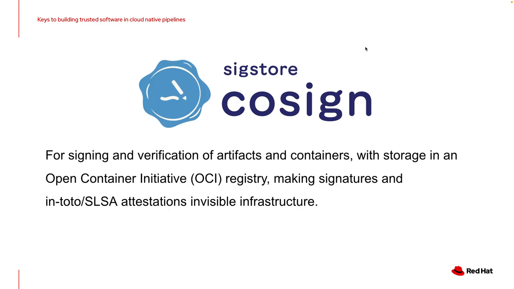Cosign is a client-side command line tool that can be used for signing and verifying artifacts. And if required, it'll push the signature to the OCI registry and also push the signature of the artifact into the Rekor transparency log. Cosign also has built-in support for in-toto attestations.